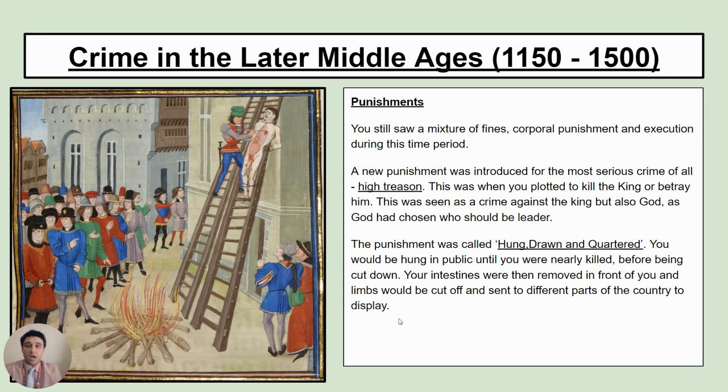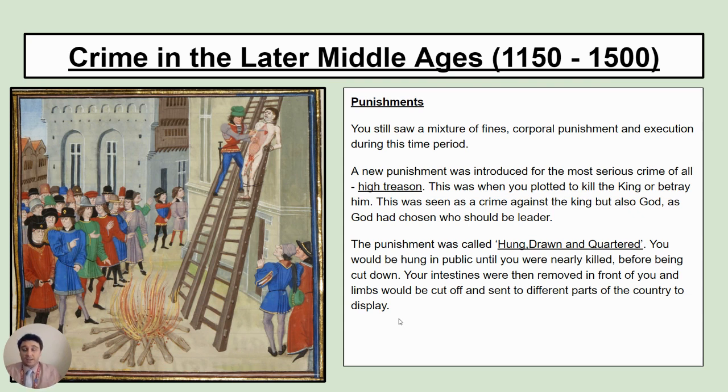So you would be hung in public again, so everyone's watching in your area, until you were nearly killed. Your body was basically spasming, your face had turned blue, but before you could die, you were cut down. And then that's the hung part, then the drawn part. A line would be drawn down across your chest, and whilst you were still alive, you would feel the executioner move their hands inside of you and pull out your intestines and cut your privates off.